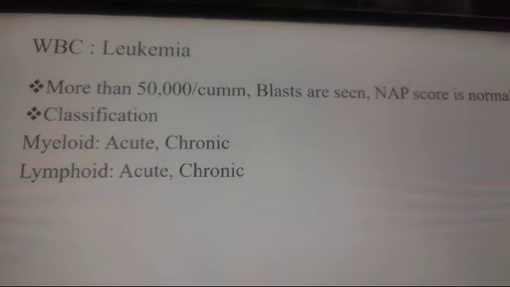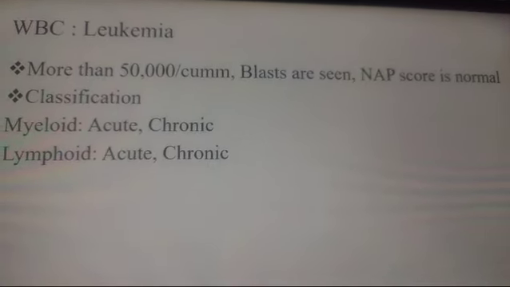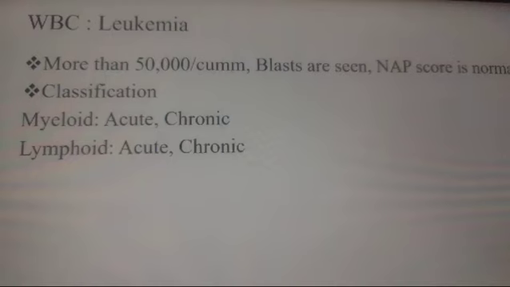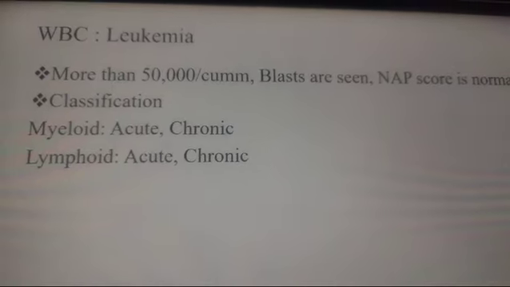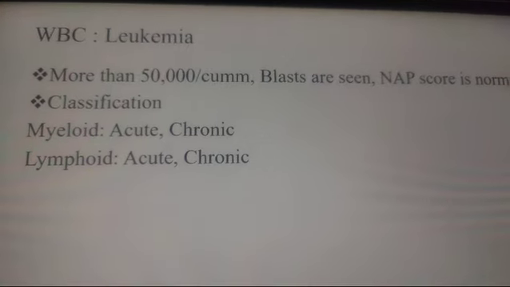Whereas in leukemia, the count will be more than 50,000, sometimes up to lakhs. Blasts are seen. NAP score is normal. We classify the leukemias into myeloid and lymphoid. Both of them are again classified into acute and chronic.